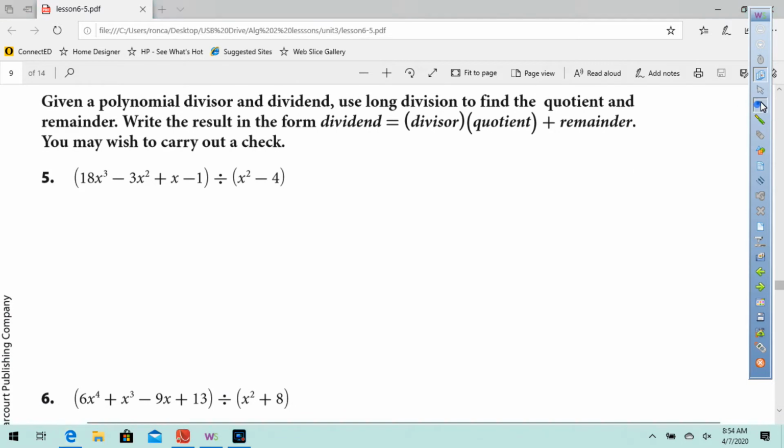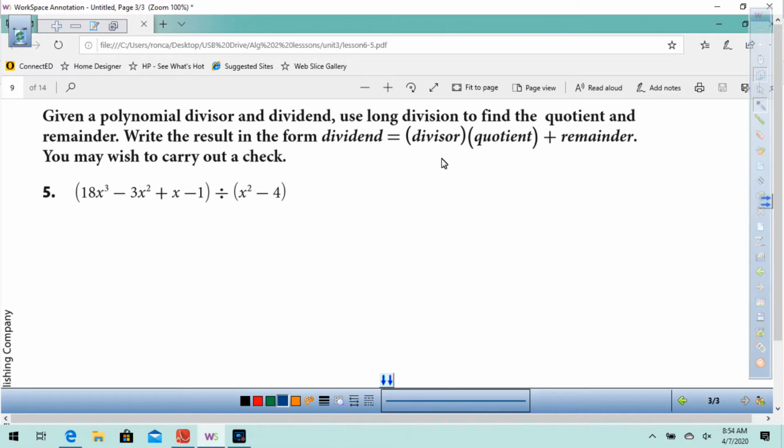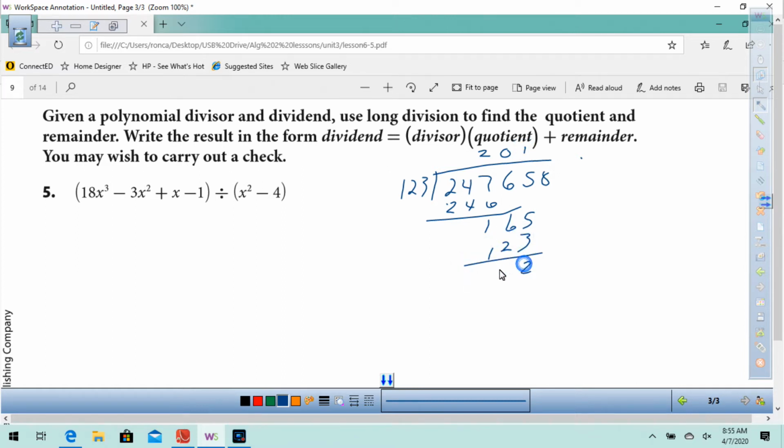Now it is time to do some long division. And let's see here. I know you remember long division. So you had 123 going into 247658, and that would be 2013, remainder 69. All right.